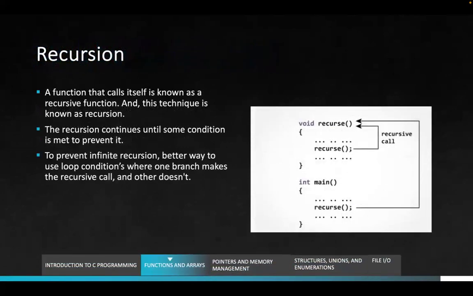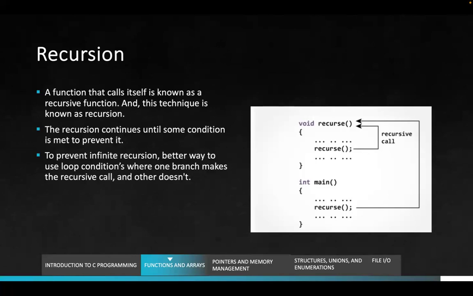The next one is recursion. A very, very important topic in C. Not only in C, in any programming language like C++, Java, Python, recursion is a commonly used technique. What is meant by recursion? Very simple. A function that calls itself is known as a recursive function, and this technique is called recursion.